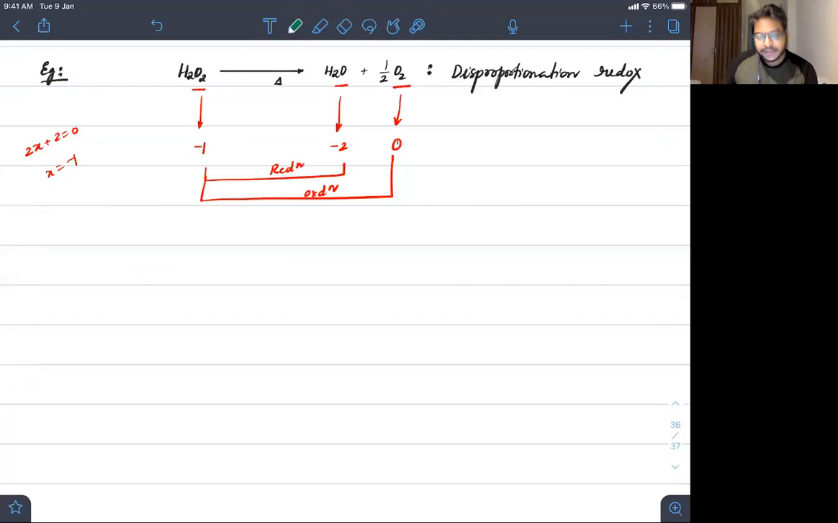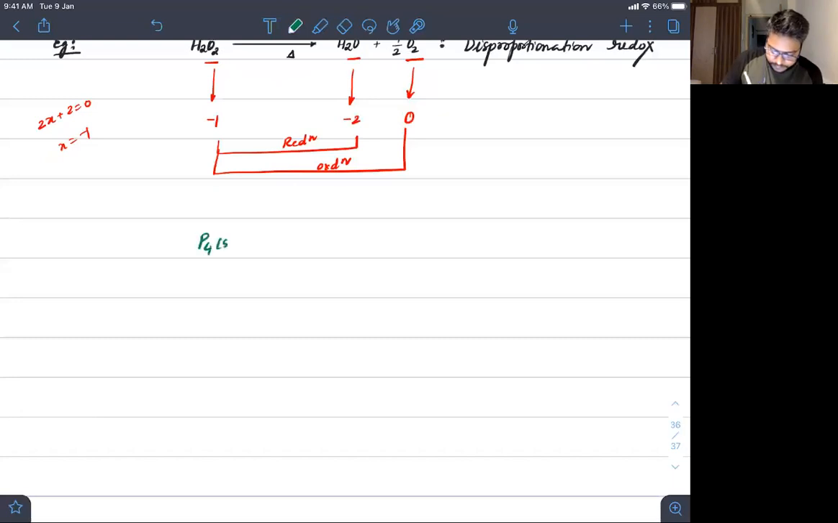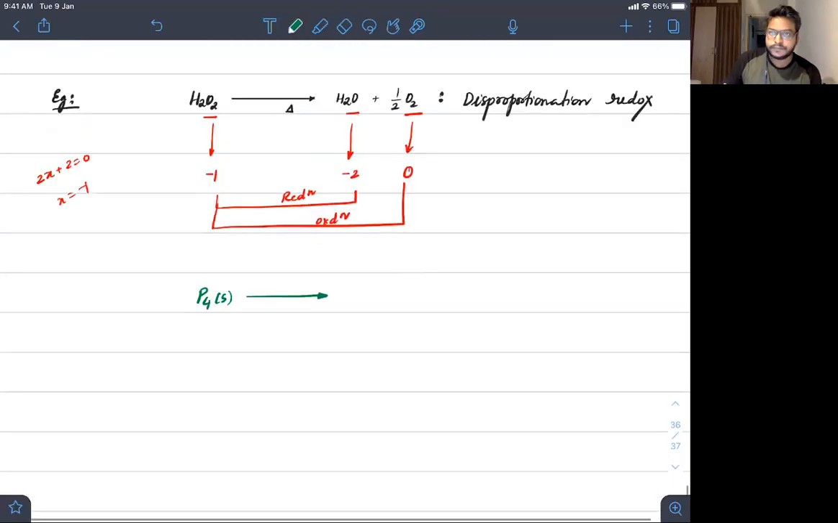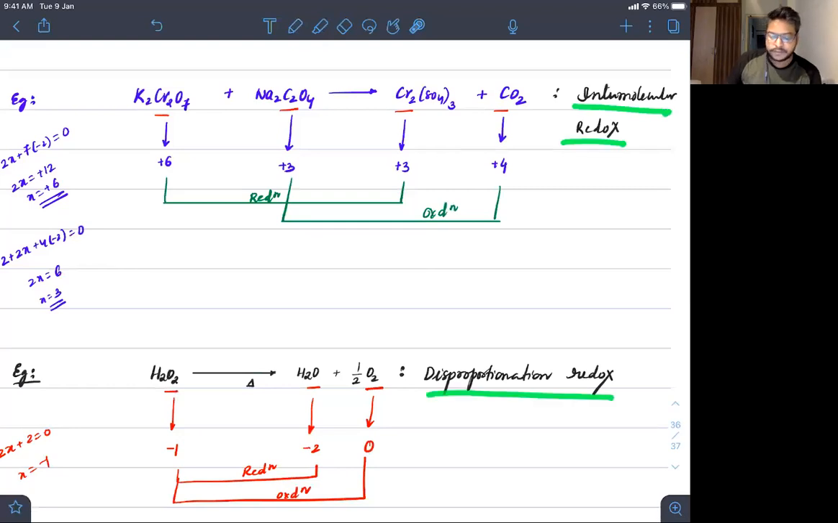If you check the last 10 years of KVPY papers, there is always one question on disproportionation for sure. So to do further problem solving in disproportionation, you got to know whether it is disproportionation or not. Equation दिया है तो आपको सबसे पहले यही find करना है कि whether this reaction is disproportionation or not. So this H2O2 is a disproportionation reaction, and the upper three examples are intermolecular redox. This is disproportionation redox.